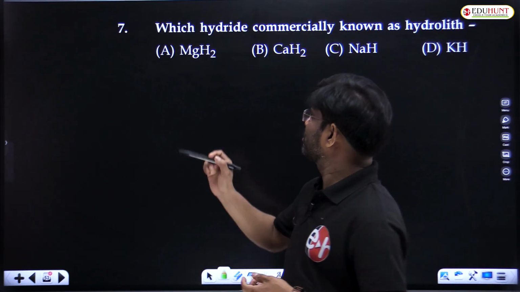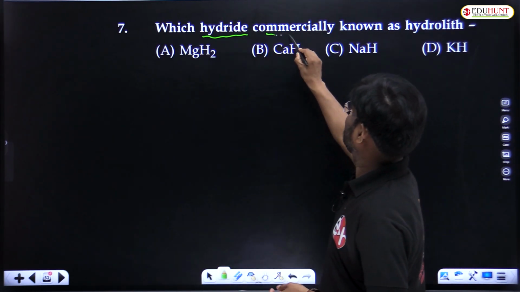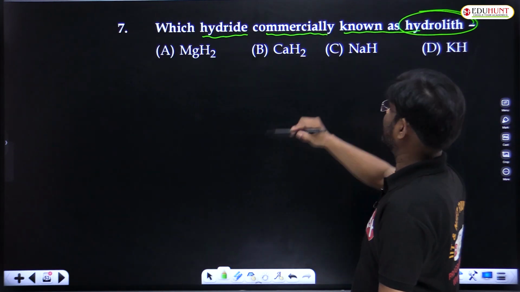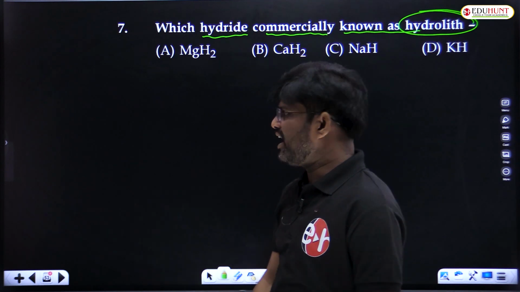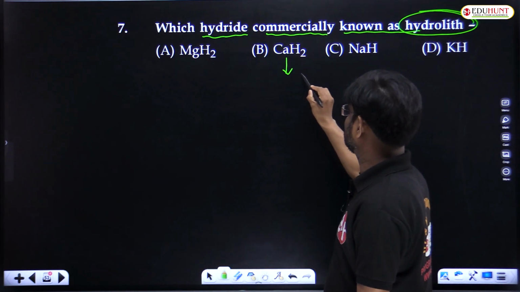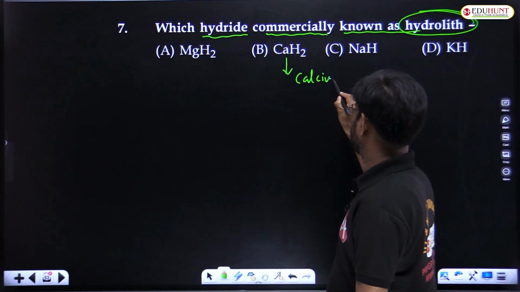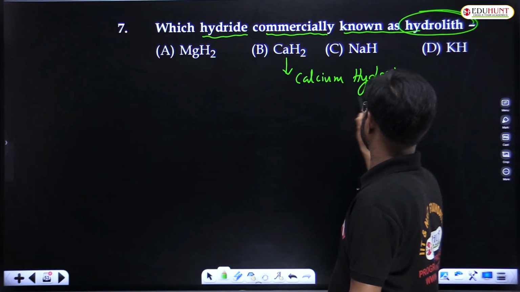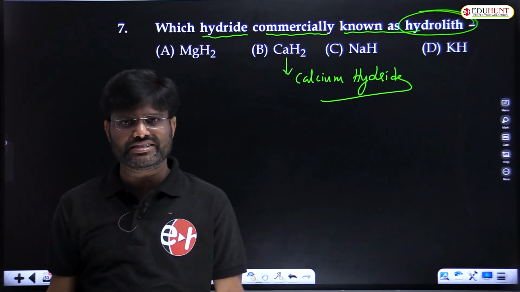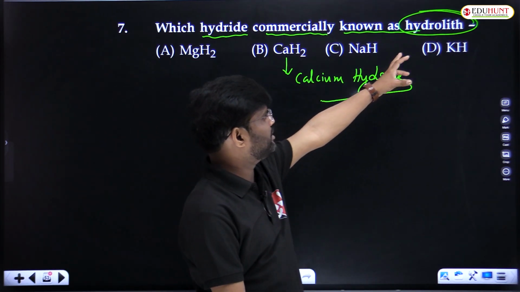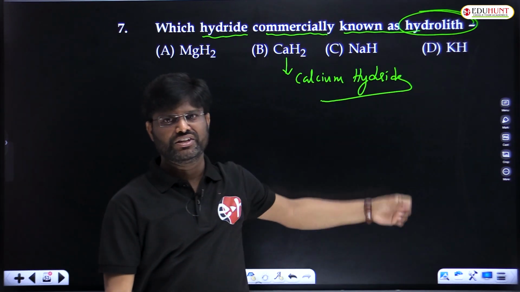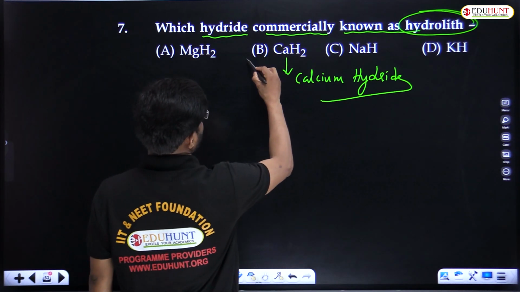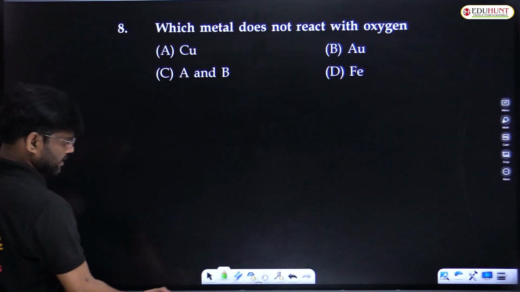So here, hydride commercially known as hydrolith is a very, very important question. Hydrolith is nothing but calcium hydride. You should remember this: the common name is hydrolith and the name is calcium hydride. This is question number 7. Answer is Bombay. Next question.